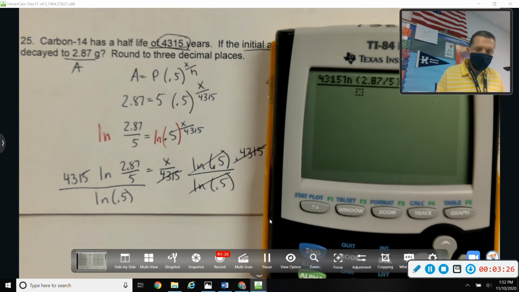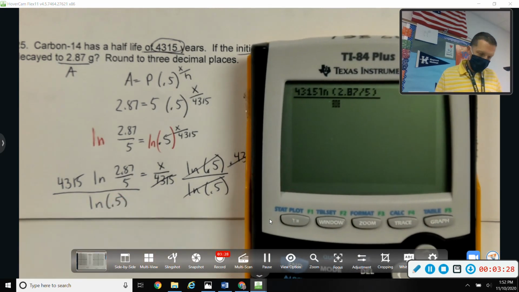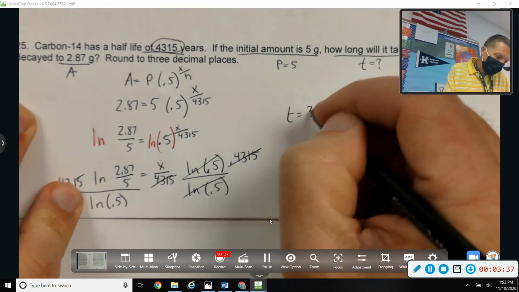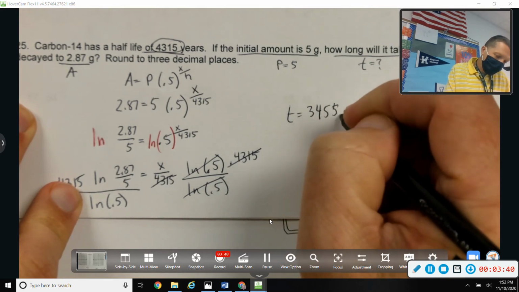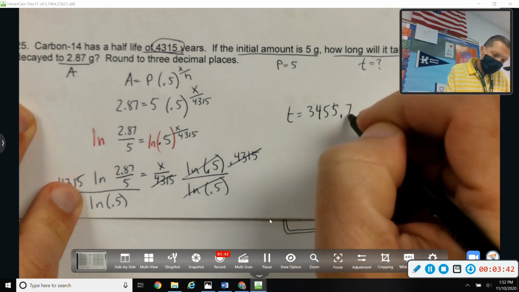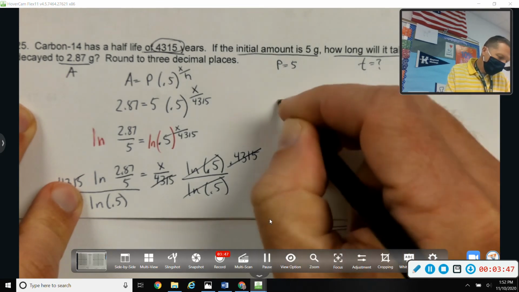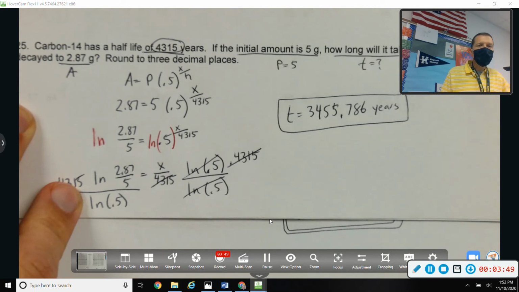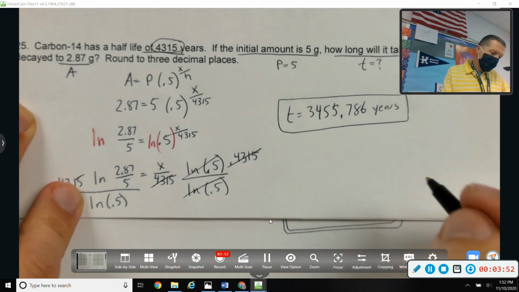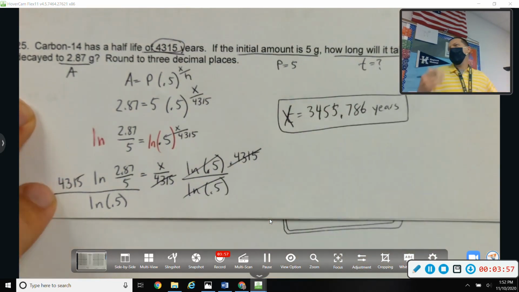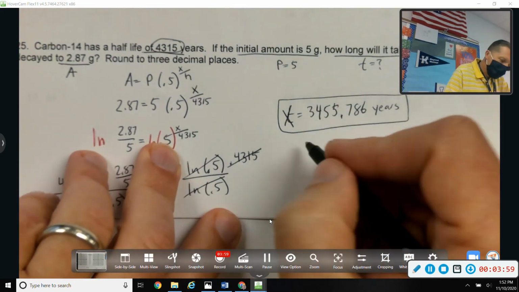4315 natural log 2.87 over 5 divided by natural log 0.5, 3455. That seems big. Let's think about that. 3455.786 years. Okay. I did call it X, but I also called it T, so either one. Let's see if that makes sense.